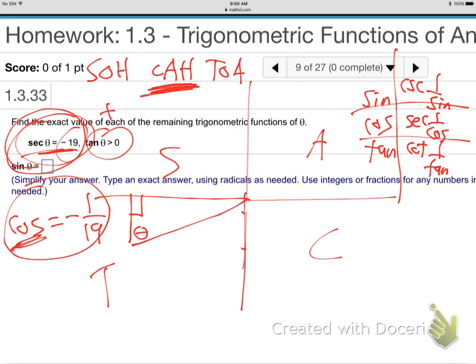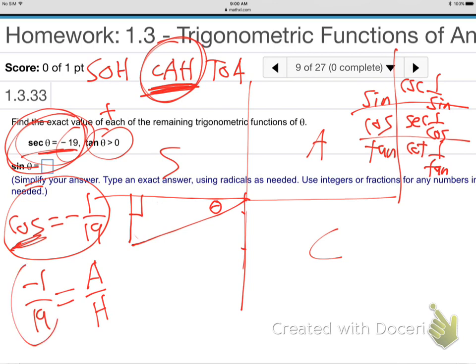No, again, the angle has got to be to the x-axis. Right there. See, that's from the x-axis. Okay. So cosine is adjacent over hypotenuse, so it's negative 1 over 19. Right? You guys with me on that? It says right here, cosine is adjacent over hypotenuse. So cosine, negative 1/19, is adjacent over hypotenuse.